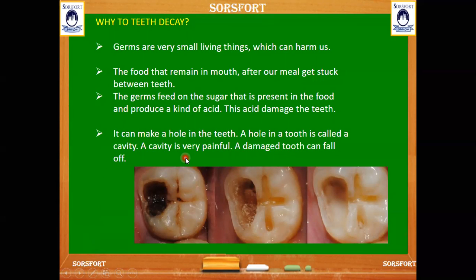You may feel a cavity. For some people, they have black marks on the teeth. That is the cavity part. That hole is the cavity, which is very painful, and it causes the tooth to fall also. It keeps on damaging the tooth. In that hole, the food goes and gets stuck, and even the tooth is damaged after some time and the tooth falls.